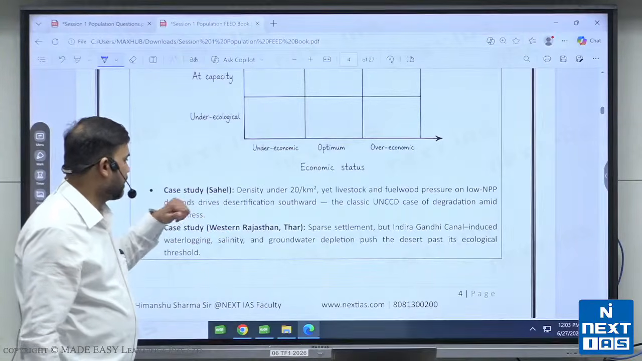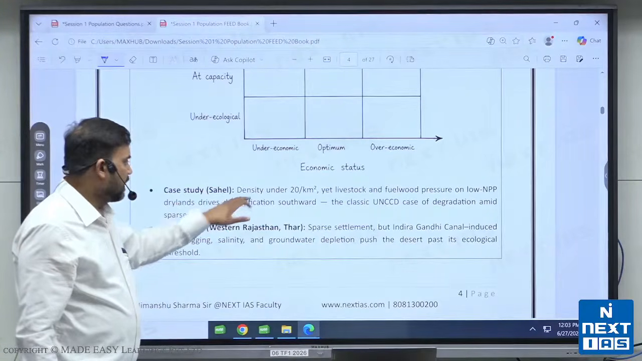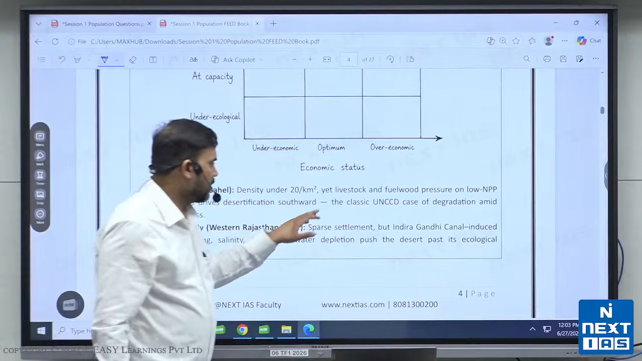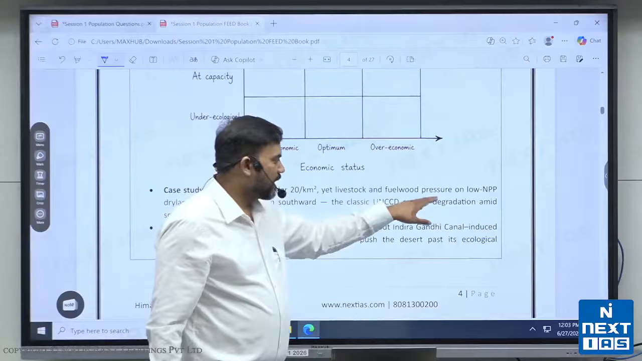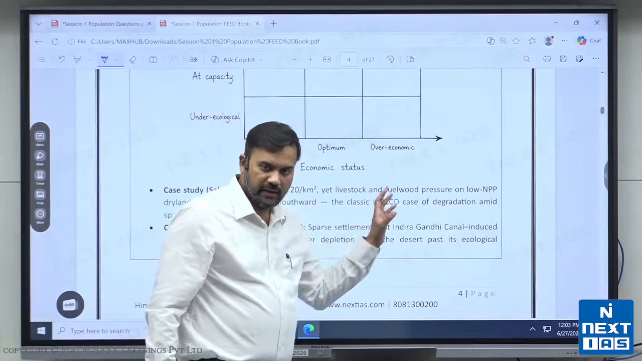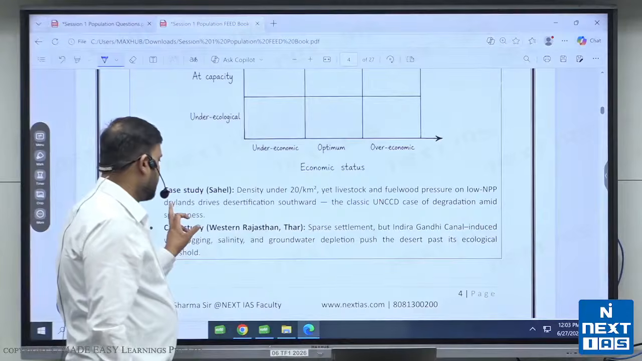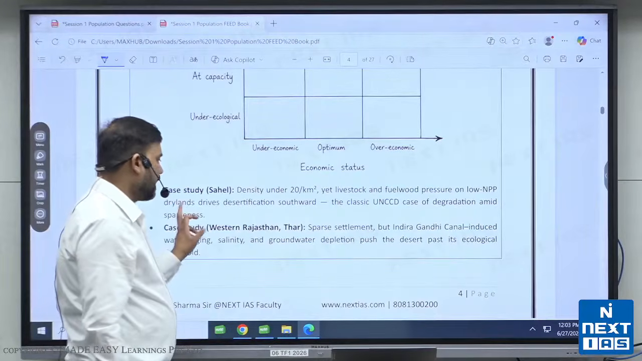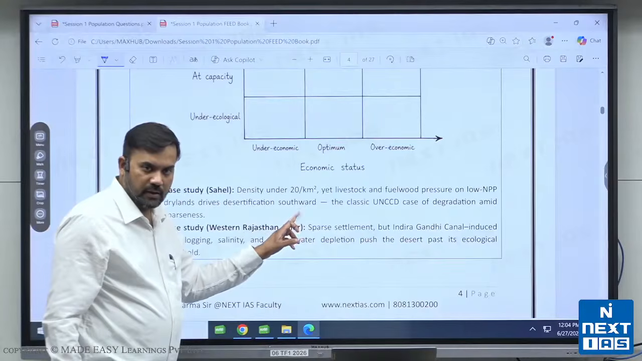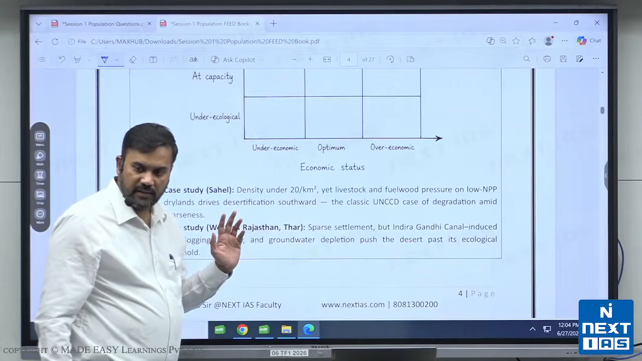Like for example, take the case study of Sahel. Density is just 20 per kilometer square, yet livestock and fuel wood pressure on low net primary productivity region, which is there, net primary productivity drylands, drives desertification southward. There is extreme desertification taking place in that region.